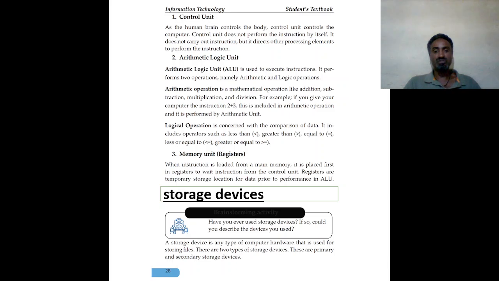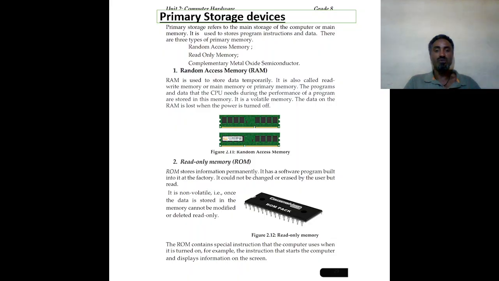A storage device is any type of computer hardware. It is a part of computer hardware that is used for storing files. There are two types of storage device. When we think about the storage device, we have primary and secondary storage devices. What's the difference between the two storage devices? The primary storage devices refer to the main storage of the computer, or memory.